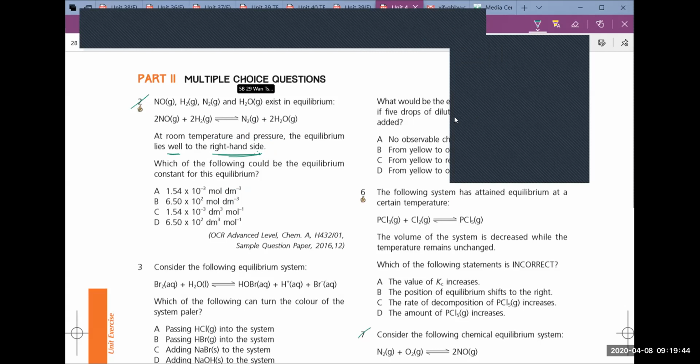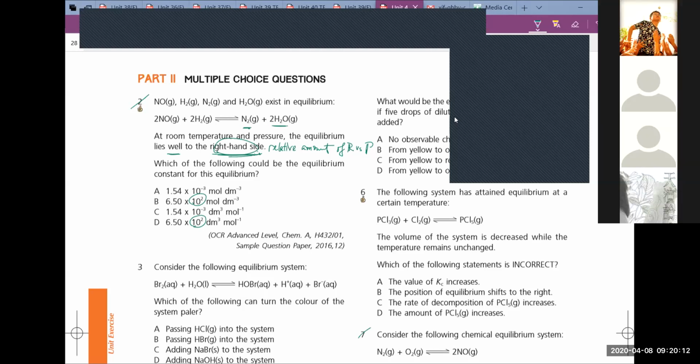Now, first of all, what does it mean by right hand side? You check for the relative amount of reactant when you compare with the product. Okay, so right hand side, which means what? Product will be more. So product will be more, it is either B or D. Okay, can you get my point?